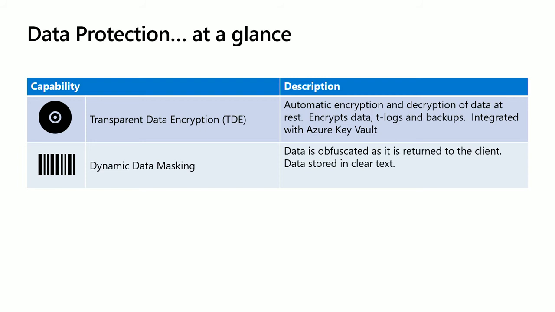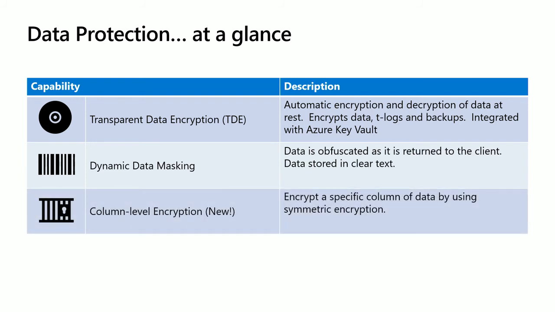Dynamic data masking, another option. Again, this obfuscates data as it's being returned to the client. The thing to keep in mind here is data is stored in clear text in the database, okay? And it's only obfuscated as it's being returned to the client, assuming that person doesn't have permissions. And then the last one here is column level encryption. Again, this is being announced for private preview here at Ignite. This allows you to encrypt a specific column of data using symmetric encryption.